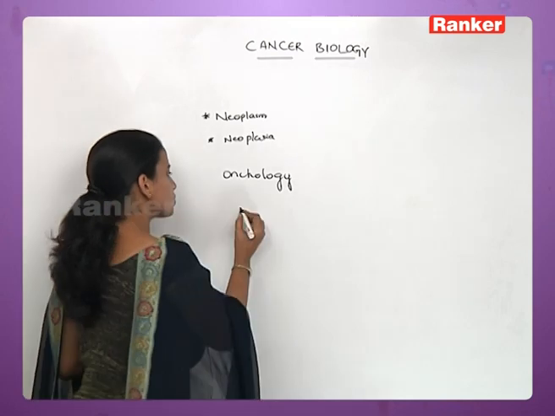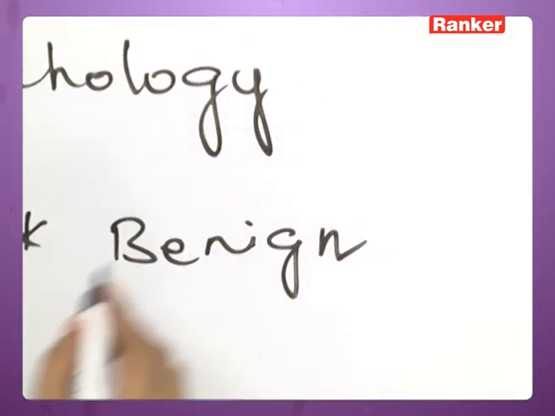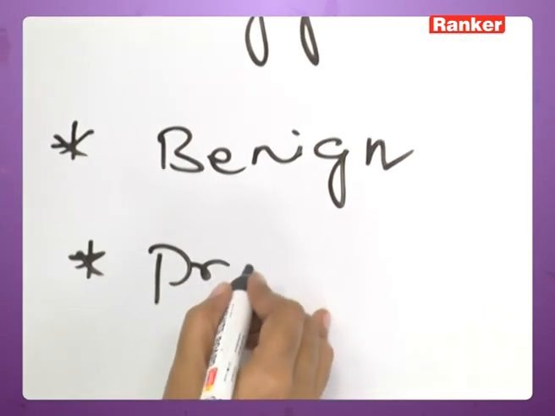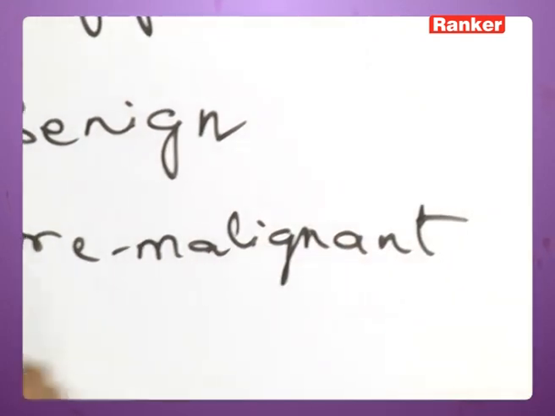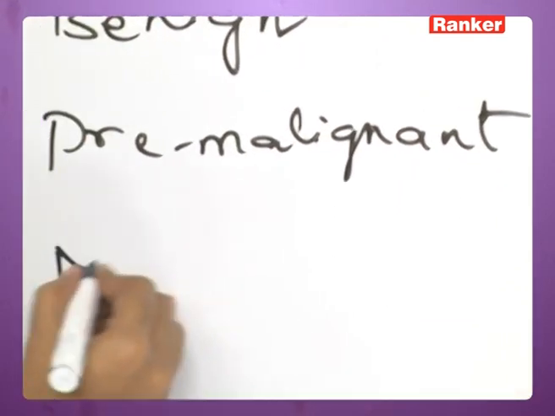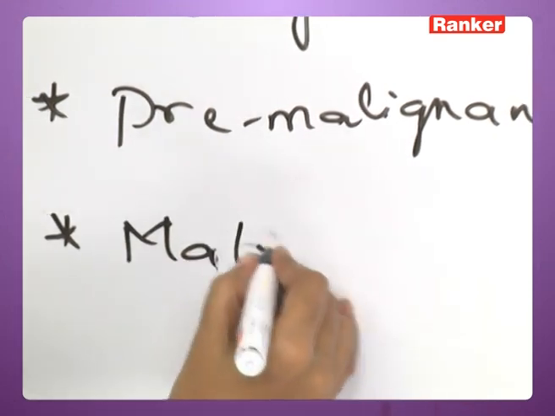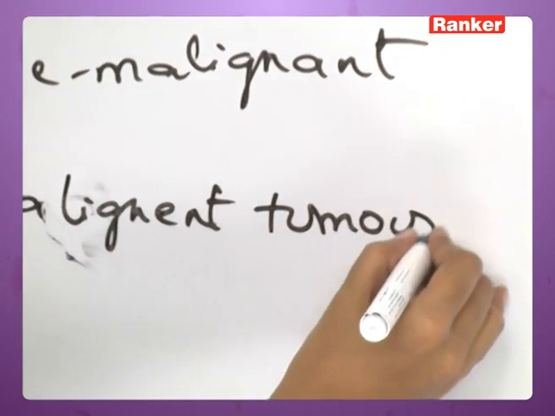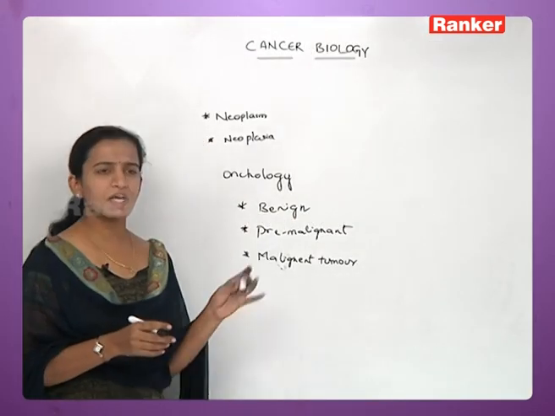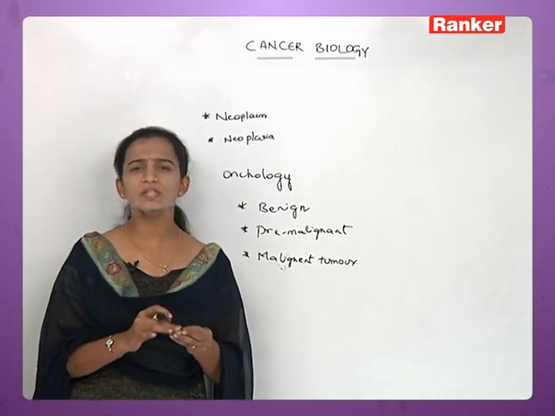The first one is benign tumors, then pre-malignant, and the last one is malignant tumors. So here we can see benign tumor, pre-malignant and malignant tumor. Coming to these three, let us see.